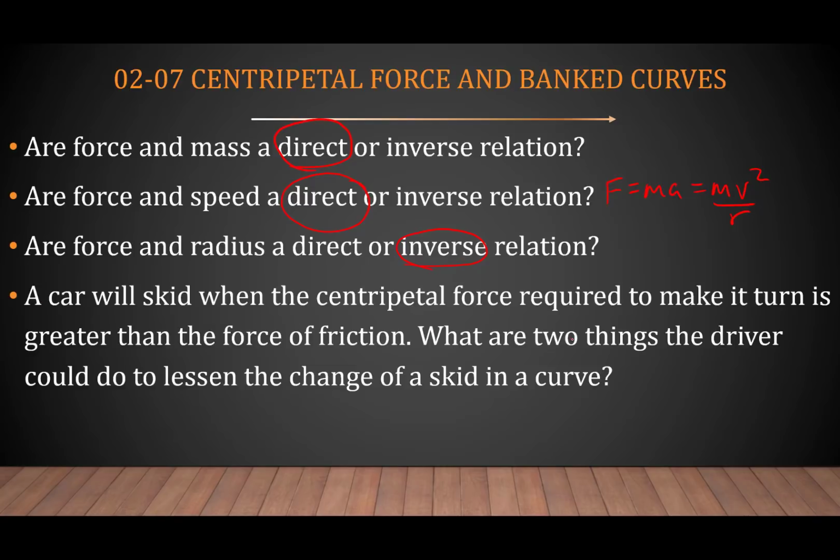Last of all, a car will skid when the centripetal force required to make it turn is greater than the force of friction. What are two things the driver could do to lessen the chance of a skid in a curve? Well, one thing they could do is go slower, because that's going to reduce the centripetal force. Another thing they could do is take a wider turn, because that's also going to reduce the centripetal force, or centripetal acceleration.